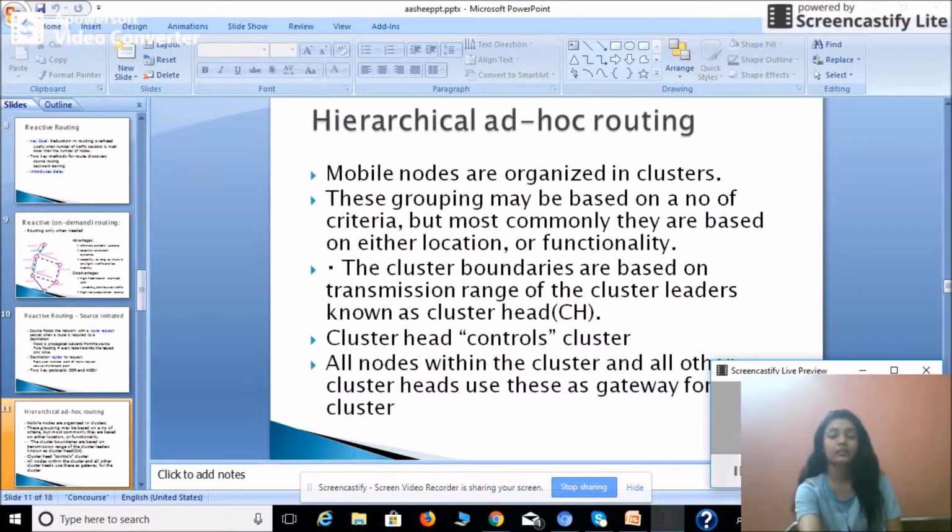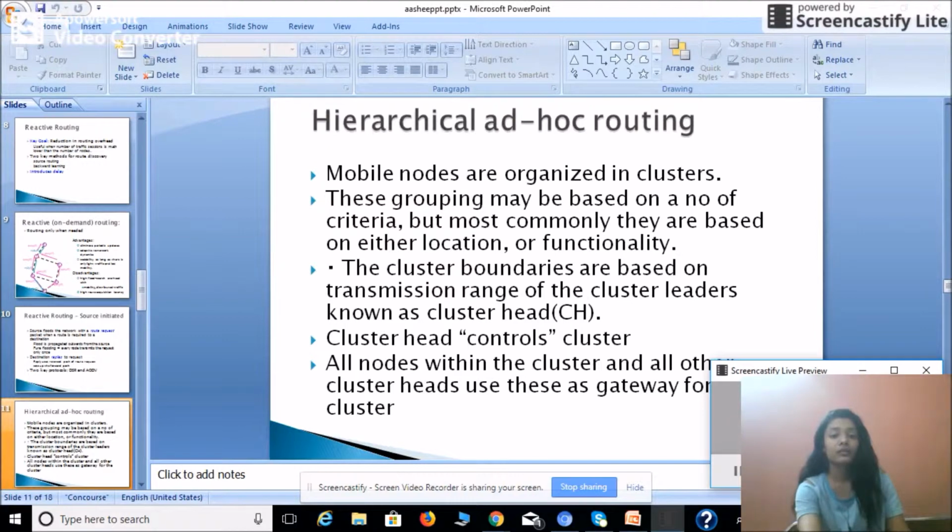Now, the second type of ad hoc routing protocol is hierarchical ad hoc routing. In this routing, mobile nodes are organized in clusters. That means all the mobile nodes are grouped in clusters. This grouping may be based on a number of criteria, but most commonly they are based on either location or functionality. Location, or the geographical area where these mobile nodes exist, or functionality, where the nodes perform the same types of functions.